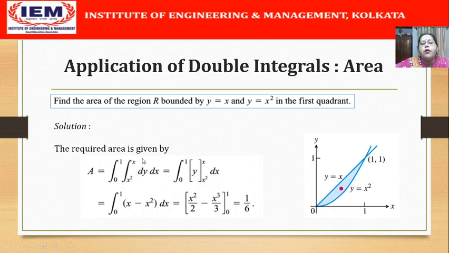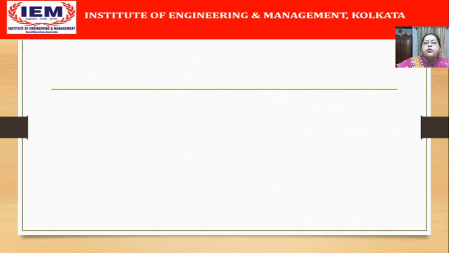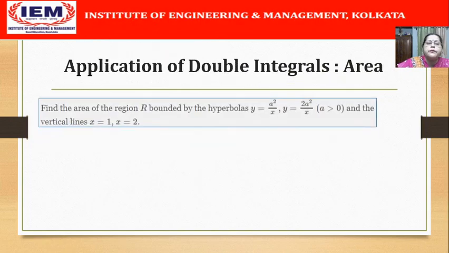The integral of dy is nothing but just y. So as we put the limits from x squared to x, this gives us x minus x square as the integrand for the outer integral. And this we can easily integrate: x square by 2 minus x cubed by 3, with limits from 0 to 1. So the final answer, and the required area, comes as 1 by 6. So let's proceed to one more example.